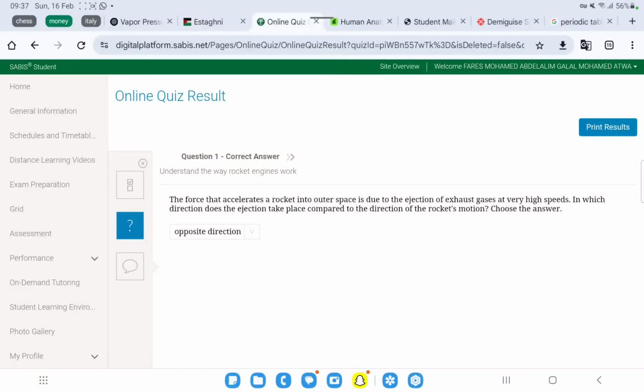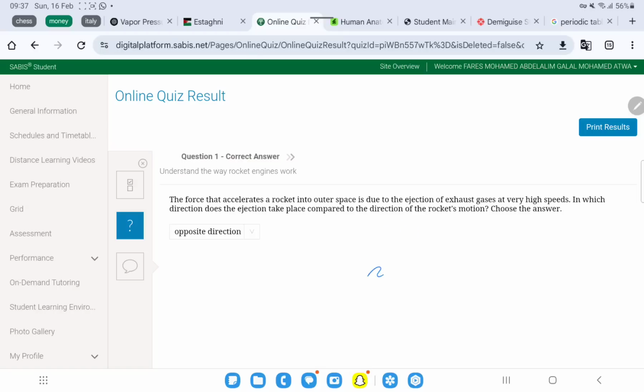This is Physics Week 9 CA. The force that accelerates a rocket into outer space due to the ejection of exhaust gas at very high speeds, in which direction does the ejection take place compared to the direction of the rocket's motion?